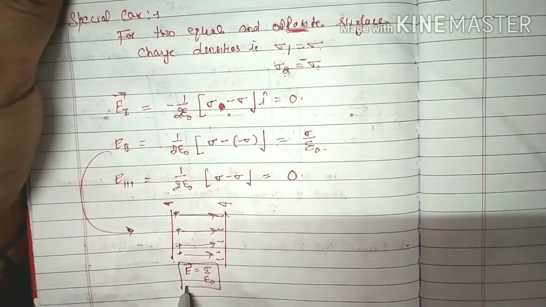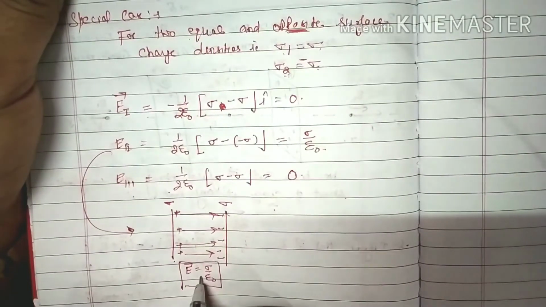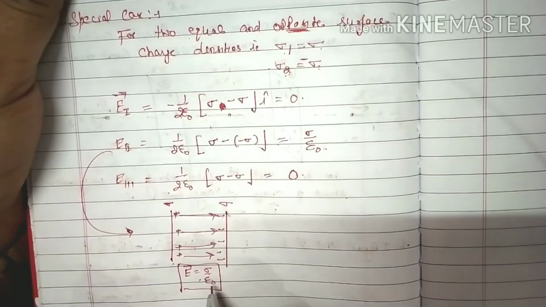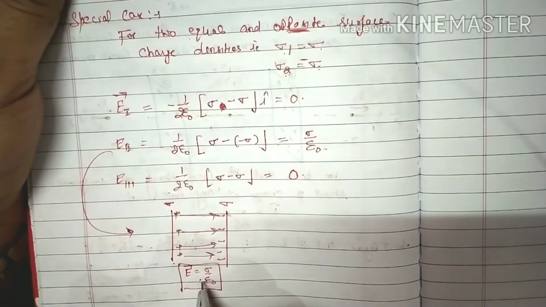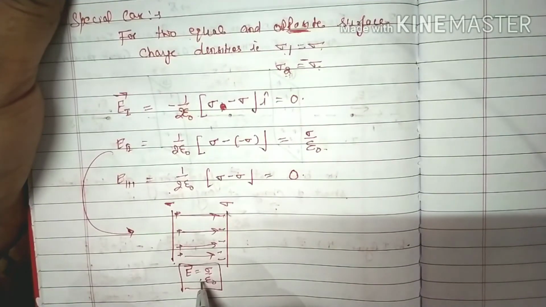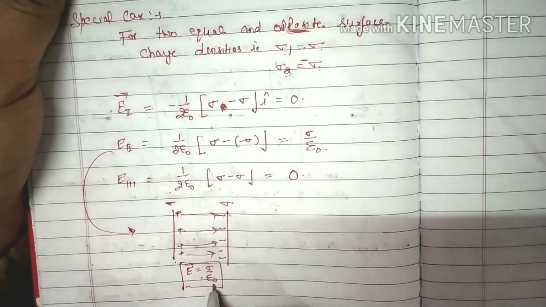This is a very important result, of a lot of use when we study capacitors. From here we come to know that between two parallel plates the electric field remains uniform and constant, and its magnitude is sigma upon epsilon naught.